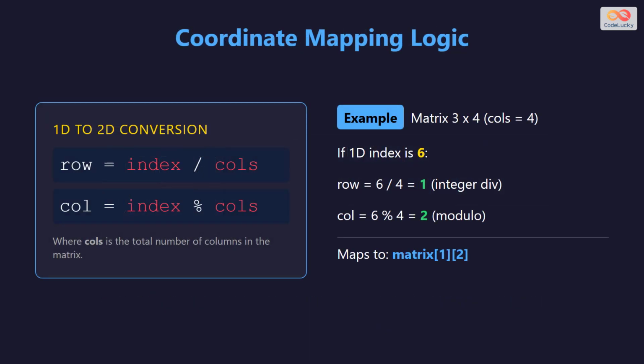However, we don't want to actually create a new 1D array because that would use extra memory. Instead, we can calculate the 2D coordinates on the fly. If we treat the matrix as a flattened list with indices from 0 to m times n minus 1, we can map any 1D index to a row and column using these formulas. The row is the index divided by the number of columns, and the column is the index modulo the number of columns.